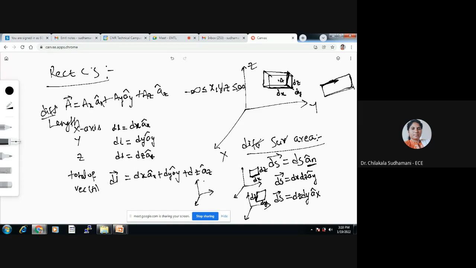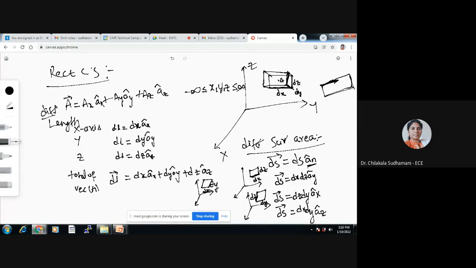Till now we considered this as yz axis, right? It is dy. Now xy, so dx and dy. Then what is the area of this one? ds bar is equal to dx dy into a z cap.